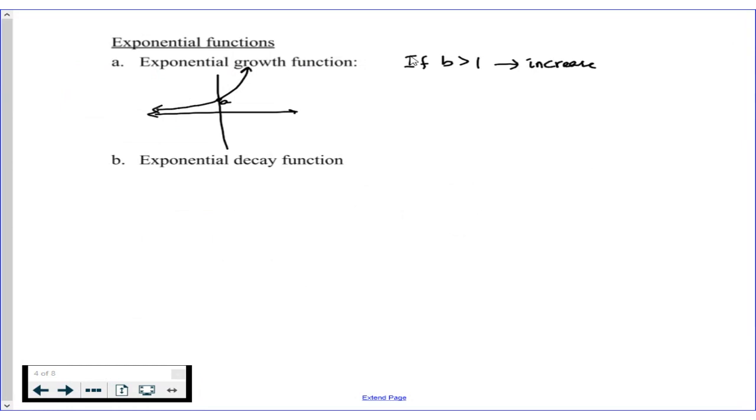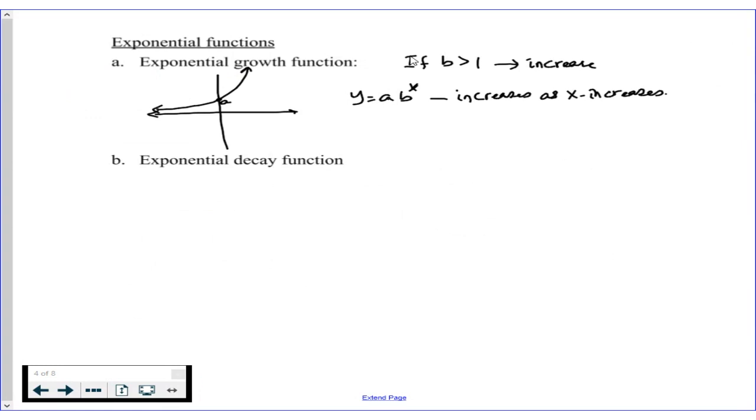So this is a growth function when b is greater than 1. y equals a times b to the power of x is an increasing function. It increases as x increases. So the function value increases as x increases, and that's why it's called a growth function. The way we identify a growth function is if b is greater than 1.